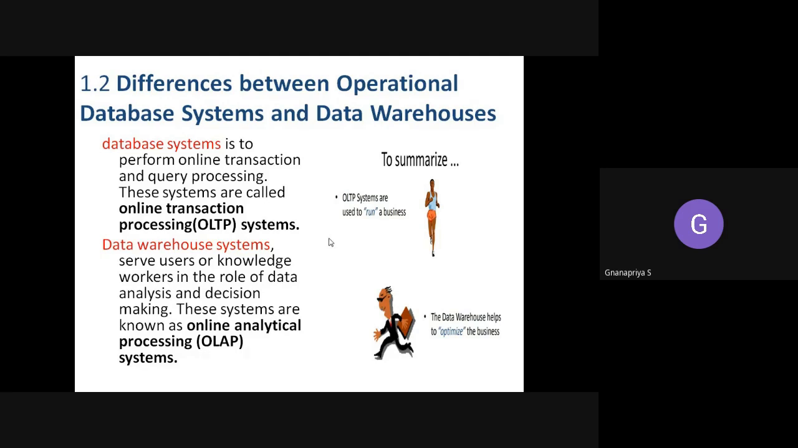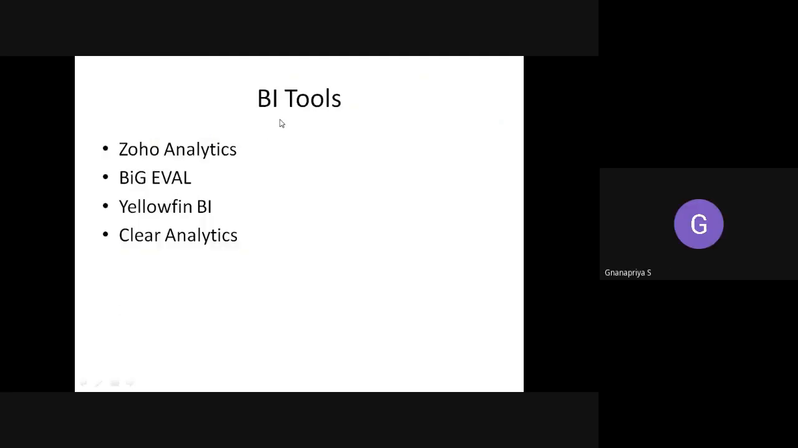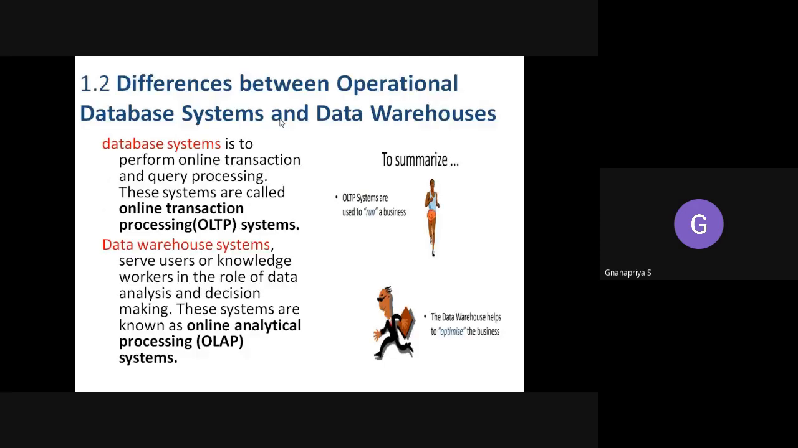Ma'am, in the previous slide you told BI tools, no, ma'am. BI stands for Business Intelligence. Okay, ma'am. So any business can analyze their production performance that needs to be carried out or customer information. So we call it business intelligence. So this improves the business of any organization.